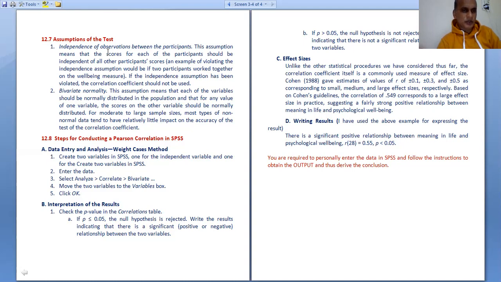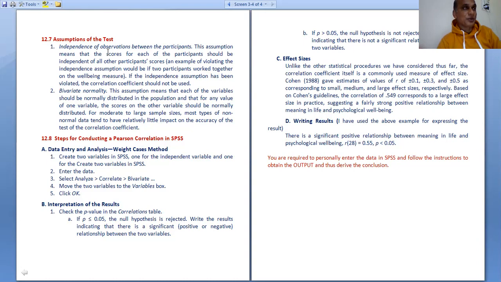Now the commands for conducting a Pearson correlation in SPSS is something we have already done, when we were doing the question right now. If you look at the interpretation of the results, they can be interpreted by just looking at the p-value, the small p, which talks about the significance. If the value is less than or equal to 0.05, we accept the alternate hypothesis, saying that rho is not equal to 0.